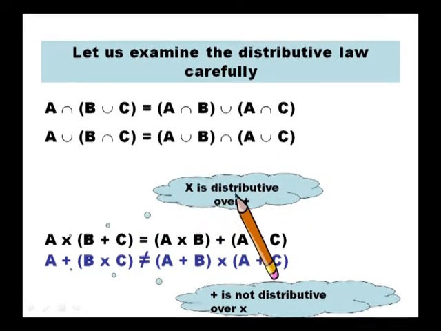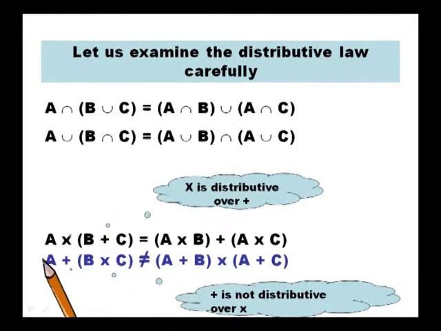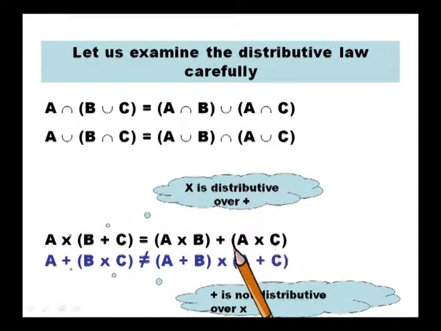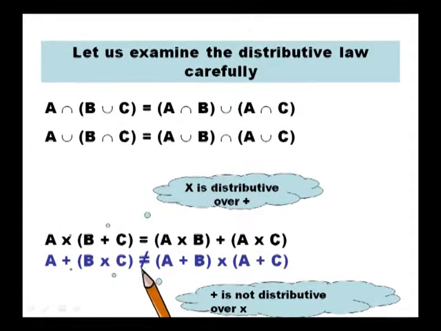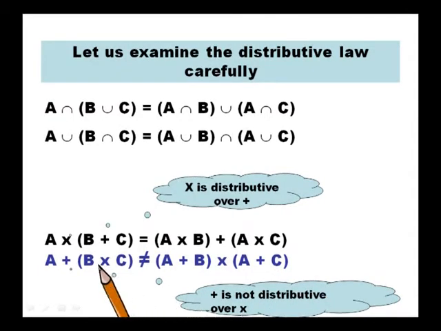Multiplication is distributive over addition. A multiplied by B plus C is equal to A multiplied by B plus A multiplied by C. A plus B multiplied by C is not equal to A plus B multiplied by A plus C. Addition is not distributive over multiplication.